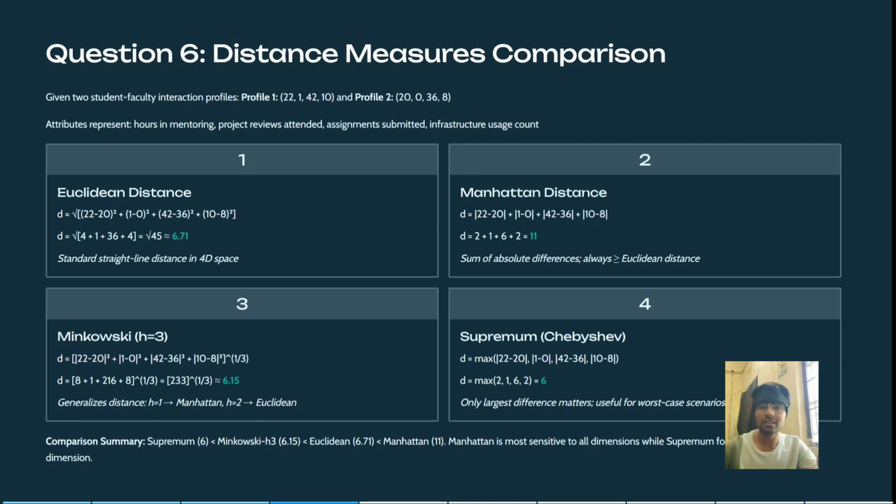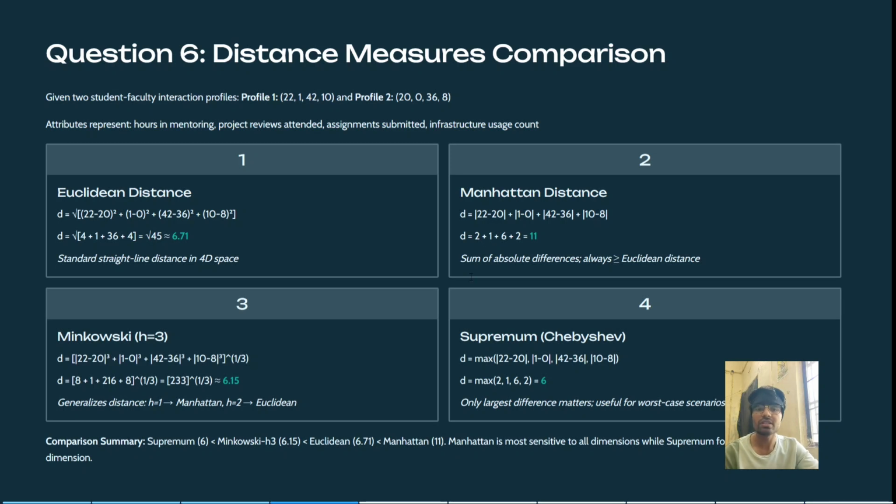So, Manhattan distance. Now part 2b, also called taxicab distance or L1 norm. Manhattan distance is the sum of the absolute differences. Think of it like traveling through city blocks. You can't cut diagonally through the buildings. The calculation is simpler, just adding the absolute differences without squaring.